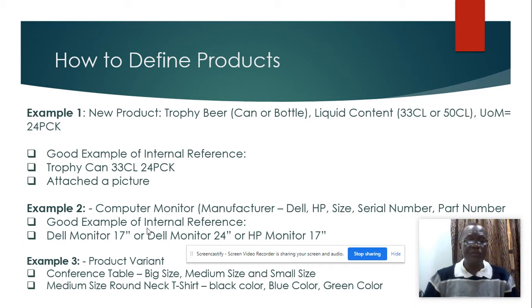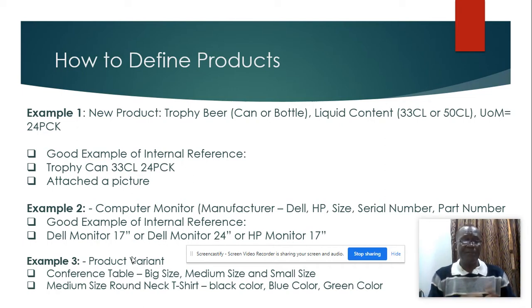Okay, all right. So the next thing we want to talk about is product variants. There are certain products that you define that have variants. For instance, an office conference table. It could be big size, medium size, or small size. Now, when they are differentiated by size, we call it a product variant. If they are also differentiated by color, we call it a product variant.